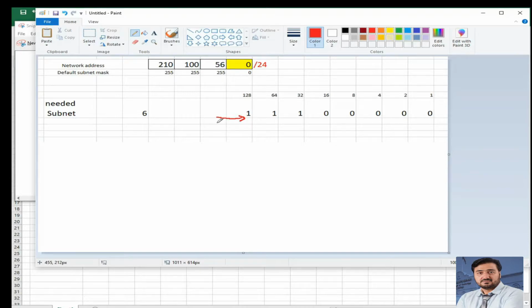Please keep it in your mind. If you need to find the number of subnets, always start from here. Now, see here, we need to add 128, 64, 32, and 16. So, sorry, up to this point. We need to draw a line here.